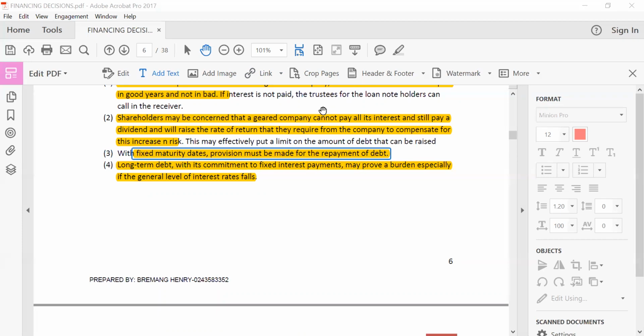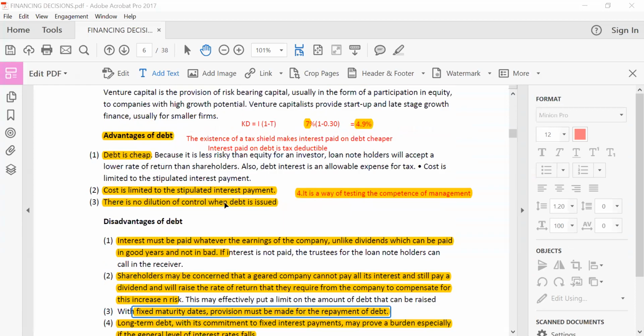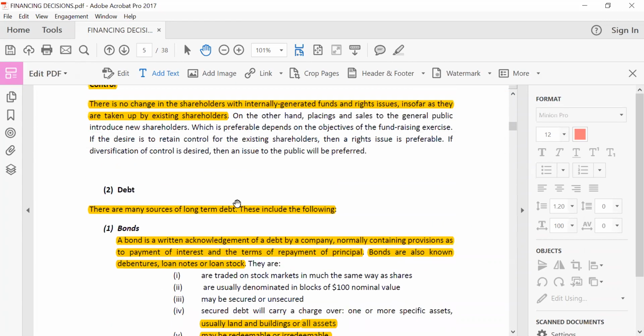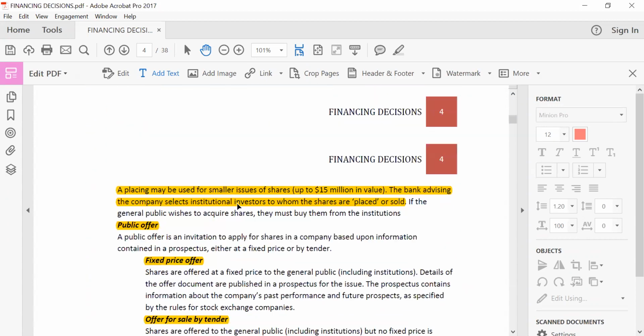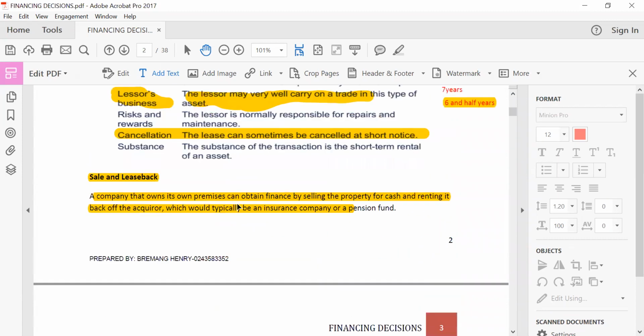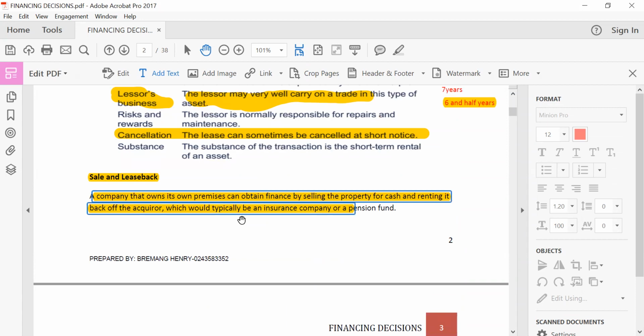Okay, sir. Yes, please. I think where I didn't really get it was the sale and lease back. Let me go back to that point. Sale and lease back. Right. With the sale and lease back, is there anything like irredeemable and redeemable?